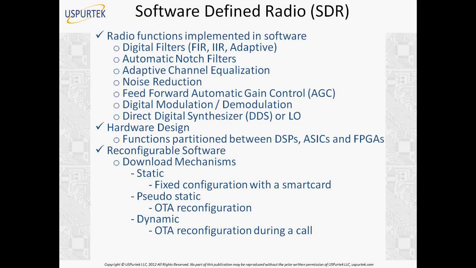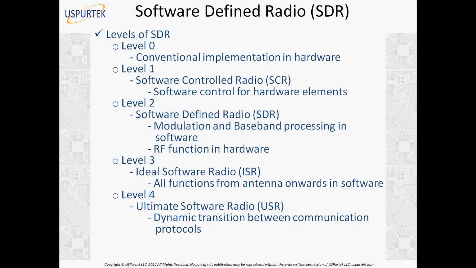Then level 1 is software-controlled radio, where your RF radio functions are in hardware, but you can control them using software. You have some sort of user interface, a touchpad or something, which you can use to configure your hardware functions. Level 2 is the software-defined radio, where your modulation and baseband processing is in software, but RF functions are still in hardware.